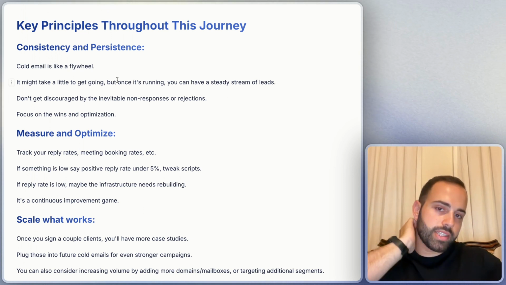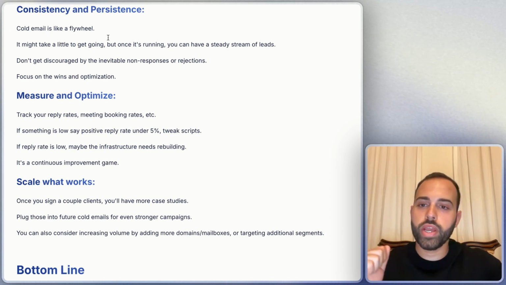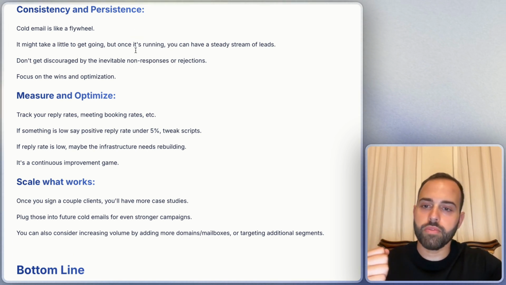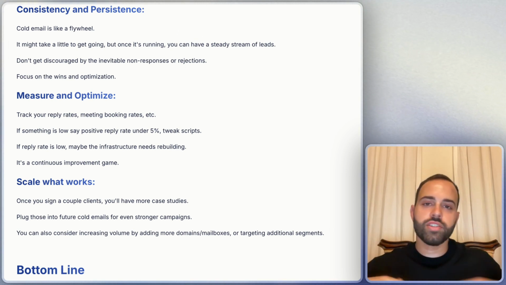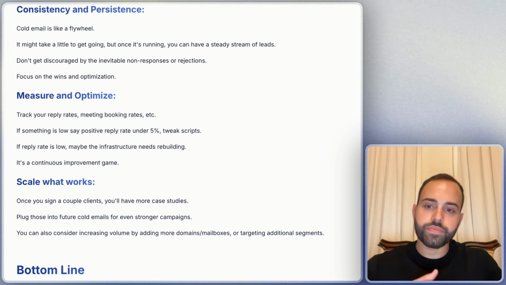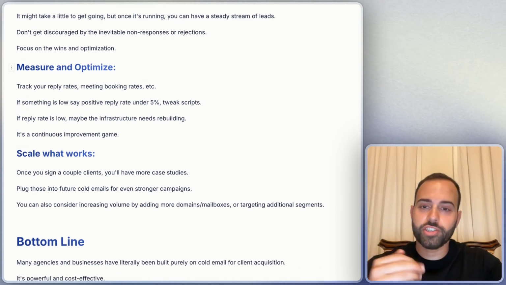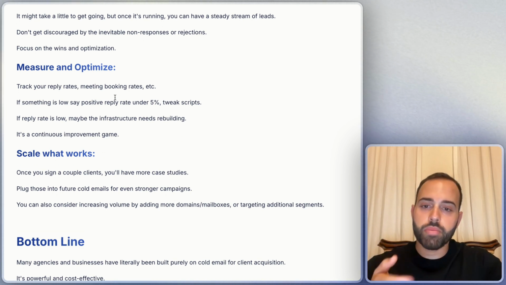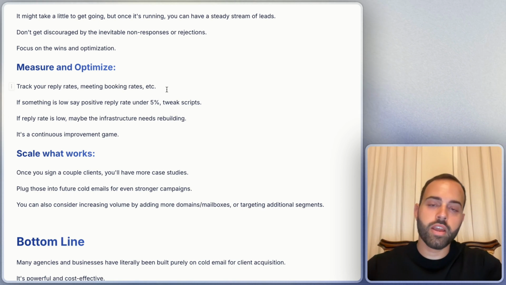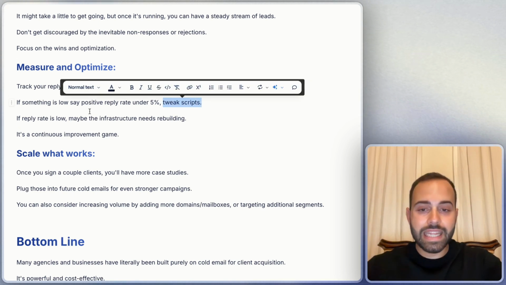Now, a couple of key principles throughout this journey are consistency and persistence. Cold email is like a flywheel. It might take a bit of time to get it going, but once it's ready, you will have a steady stream of leads. So don't get discouraged by the inevitable non-responses, rejections, not interested, etc. The next thing and the most important thing is to measure, to optimize, to track your metrics, whatever you want to call it. Track everything, your reply rates, your meeting booked rates. If something is low, for example, your positive response rate is under 5%, you need to tweak the scripts or the offer or the lead list, the audience.